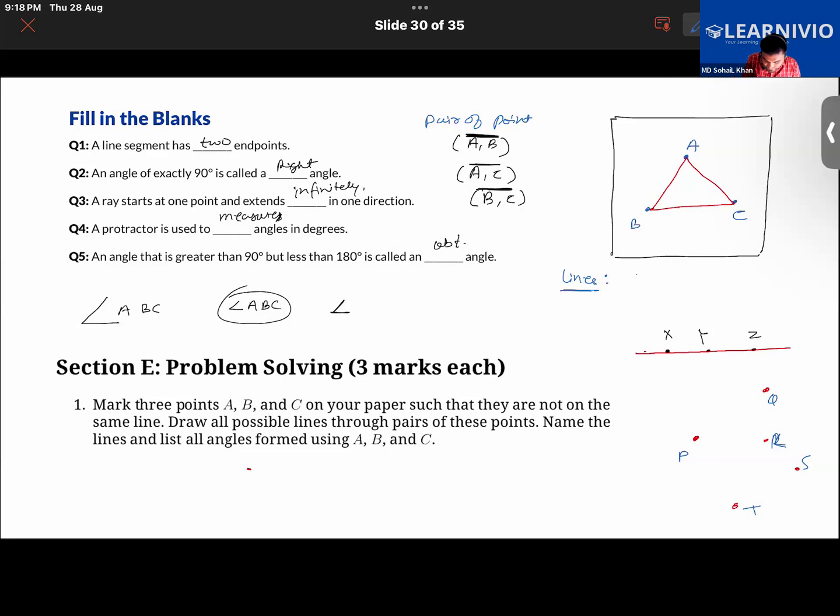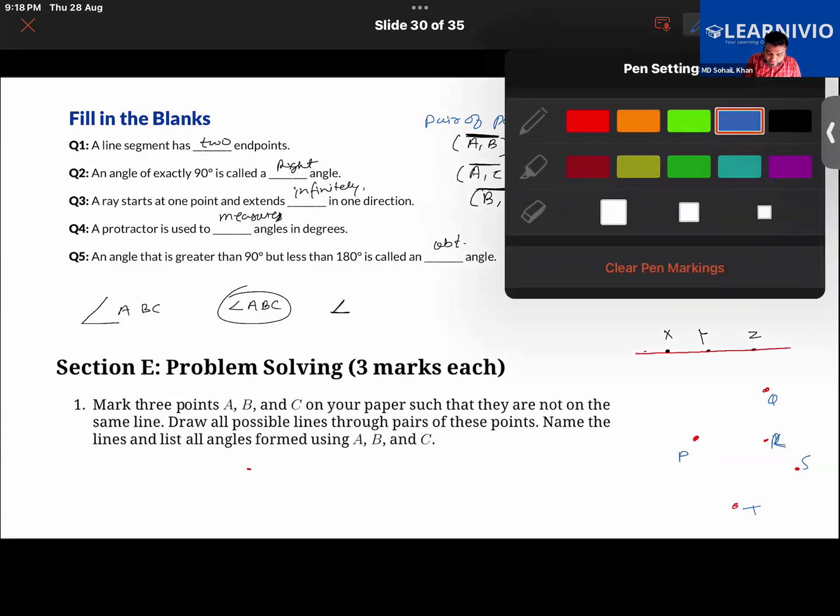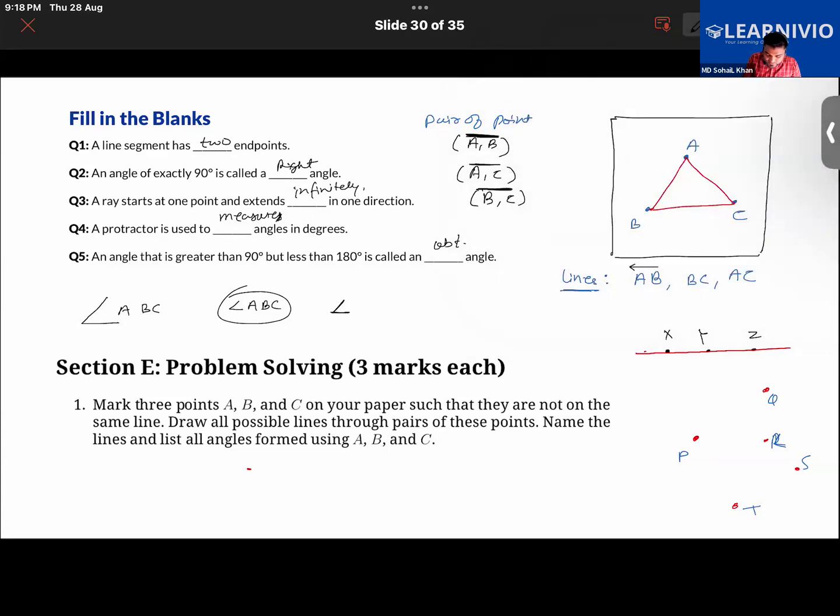So guys, the lines are going to be line AB, line BC and line AC. These are the lines. Now, how do we write down the lines? In this manner, we have to write down the lines. Right, everyone? Yes, sir. So that is how we write down a line. And how do we write down a line segment? AB with a simple line above it. Getting it? Yeah.